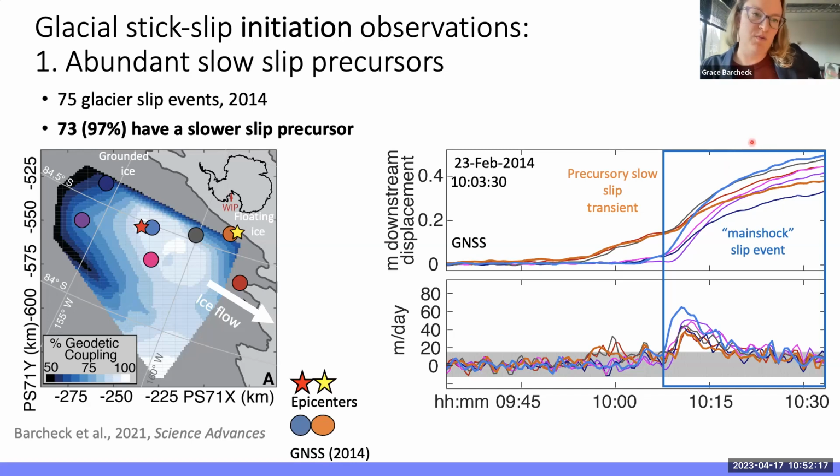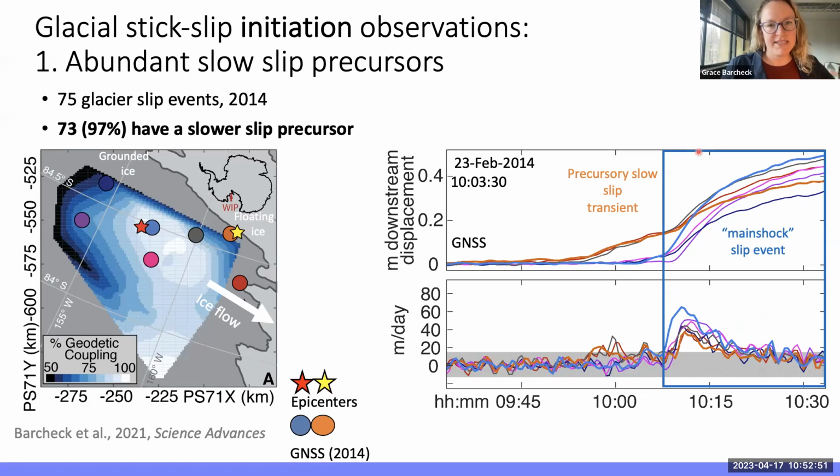And so what does that mean? What does that look like? So on the right, we're looking at GNSS data, so position data on the top, and then on the bottom, we've taken the displacement and differentiated it to be a velocity. And we have one sample every 30 seconds. So it's kind of coarsely sampled, unfortunately. And then the colors of the lines correspond to the different locations on the glacier on the left.